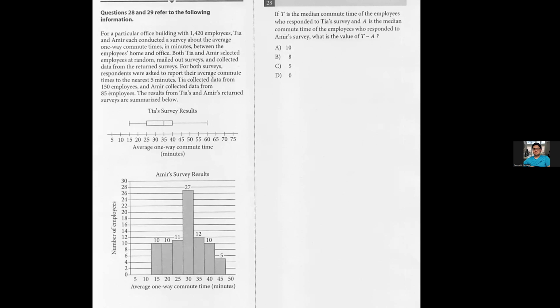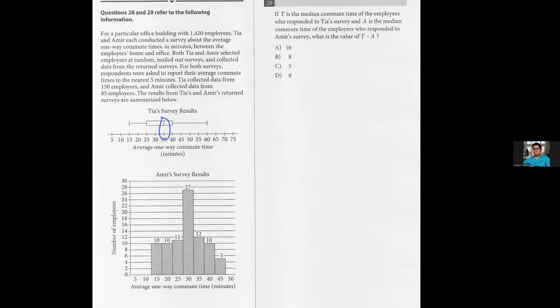Okay, so question 28. We're asked to find the median compute times and compare them. In this case, the median compute time is given as 35. That's the median. This is the 25th percentile. This is the 75th percentile. This is the minimum value. This is the maximum value.